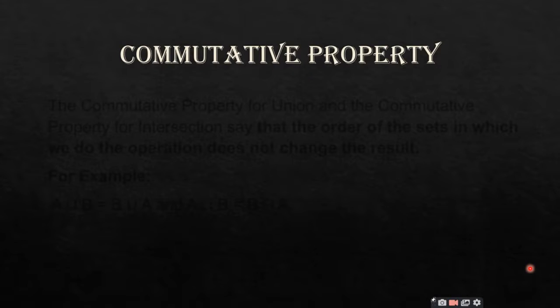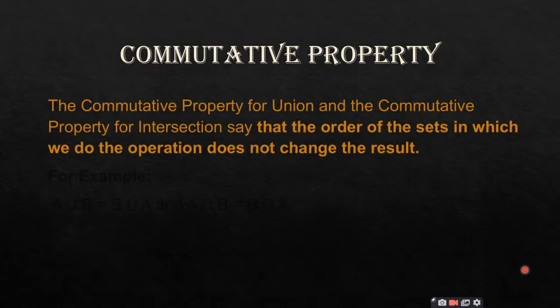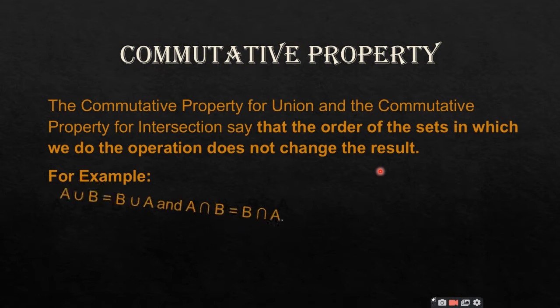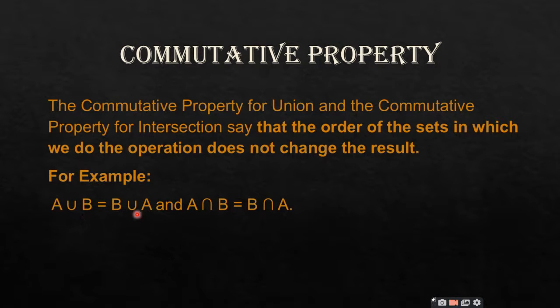The first property is commutative property. The commutative property for union and the commutative property for intersection say that the order of the sets in which we do the operation does not change the result. For example, A union B is equals to B union A, and similarly in intersection A intersection B is equals to B intersection A. The order of the sets in both sides are changed, but when we find their answer, the results are same.